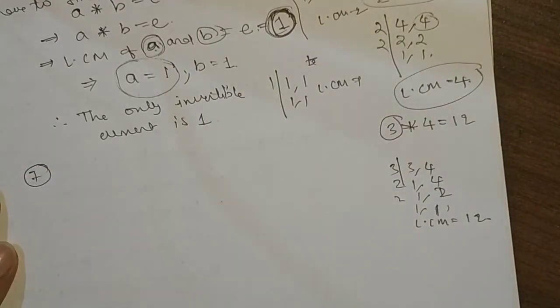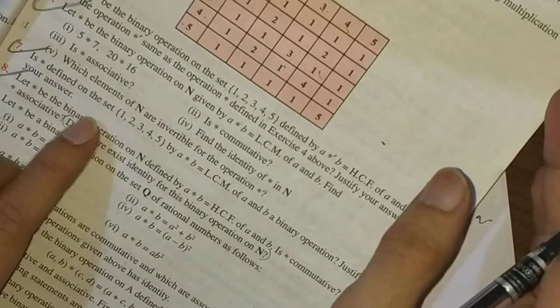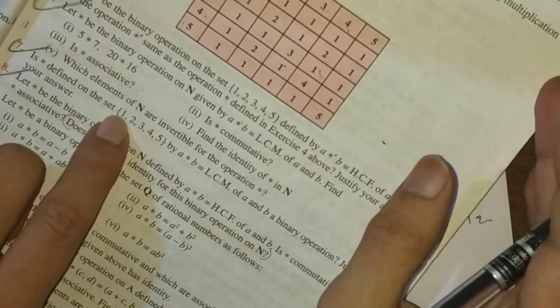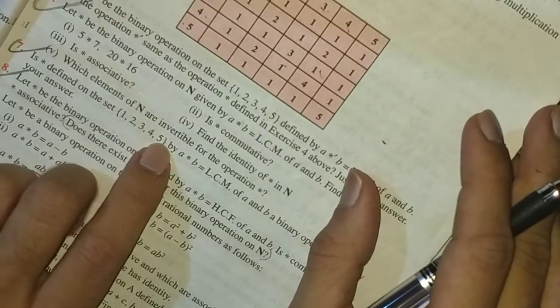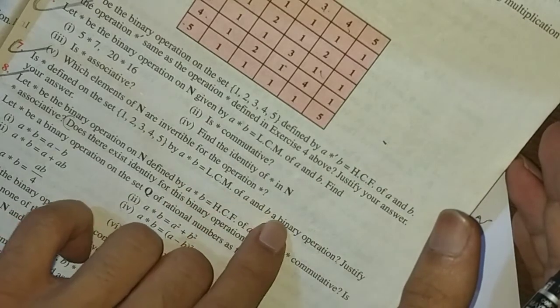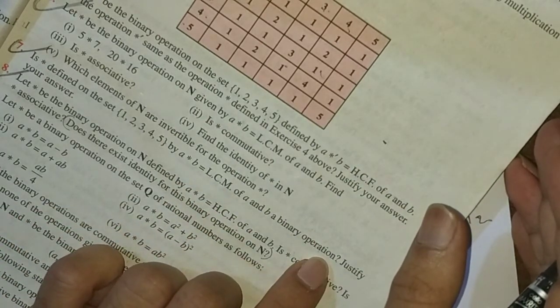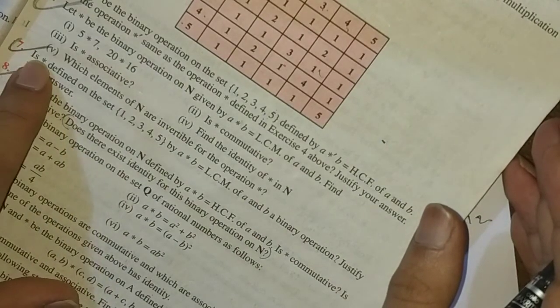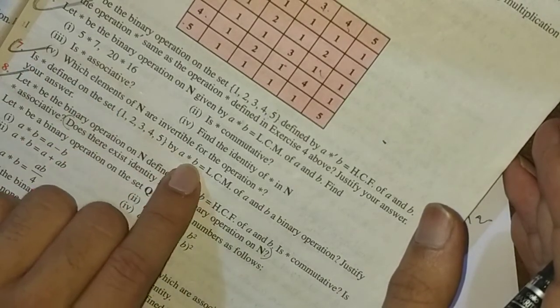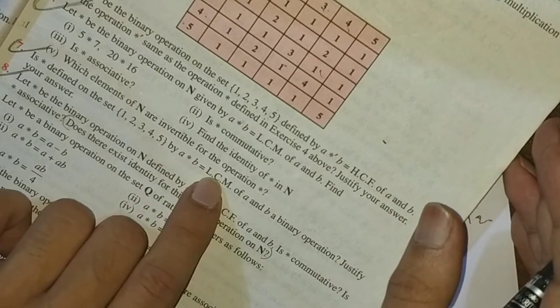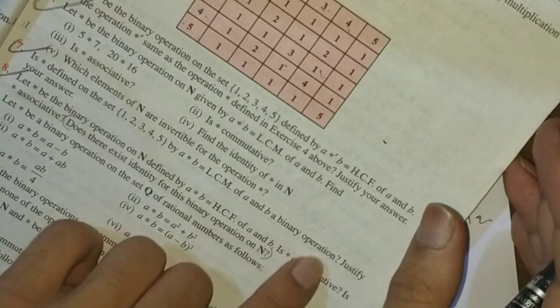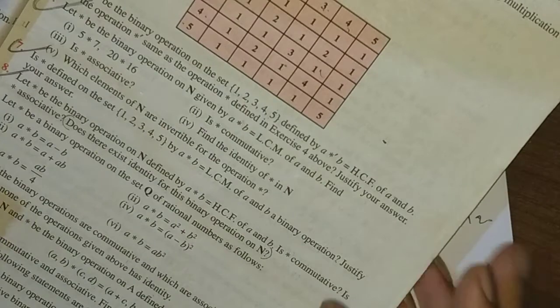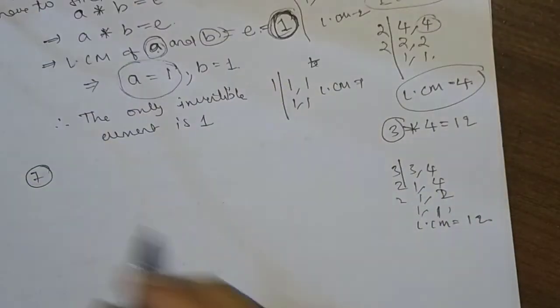So 7, what is the problem 7? The problem 7 is star defined on the set 1, 2, 3, 4, 5 by A star B equal to LCM of A and B, a binary operation, okay. Justify your answer. So they are asking whether this star defined on this set, given as LCM of A and B, is a binary operation, okay. So let us see how to solve.